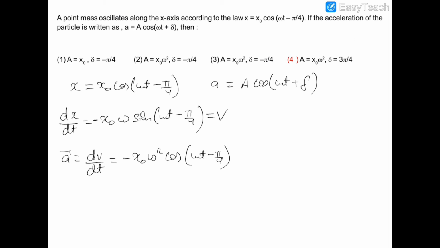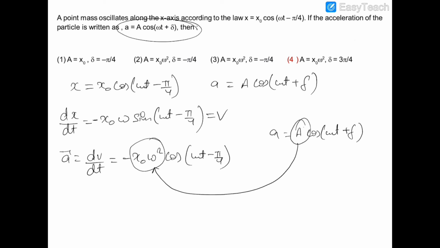So you can see that if we compare this with the equation given in this case, where A is equal to A cos(omega t plus delta), first of all the amplitude of acceleration, which is the peak value of acceleration, is equal to x naught omega square. So the correct answer can be from option number 2, 3 and 4.